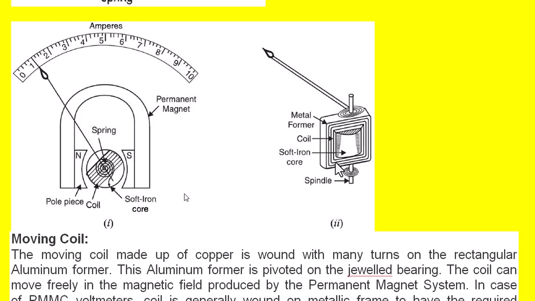If we connect a high resistance in series with the coil, then it works like a voltmeter. If a shunt resistance is connected across this coil, then it works like an ammeter. When this is used as a voltmeter, the former should be a metal former so that it provides the damping torque. Whereas when it is used as an ammeter, the former should be a non-metallic former so that the coil itself provides damping torque.